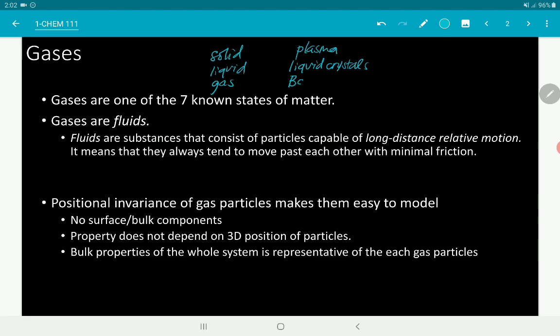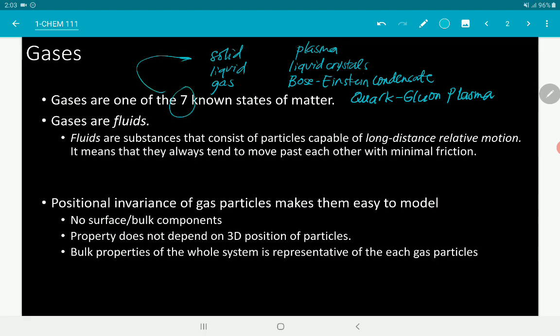Meron tayong Bose, Einstein, condensate. Okay, meron din tayong quark, gluon, plasma. Actually, mas marami pa yung ating nadi-discover na states of matter. Pero ito yung mga mini-mention ko nung sinabi kong 7 states of matter.